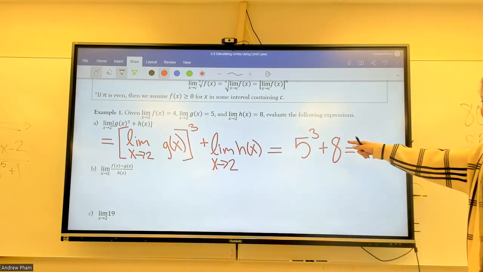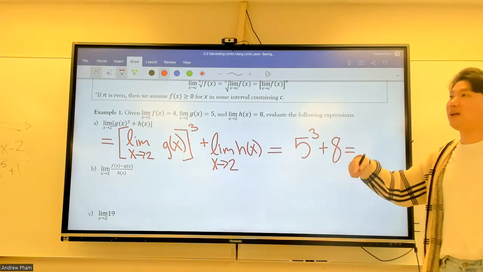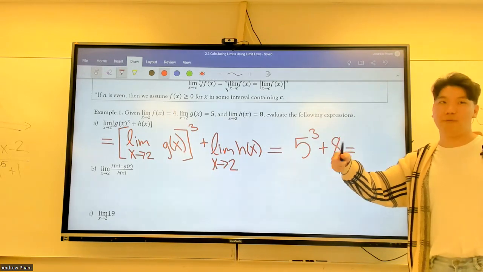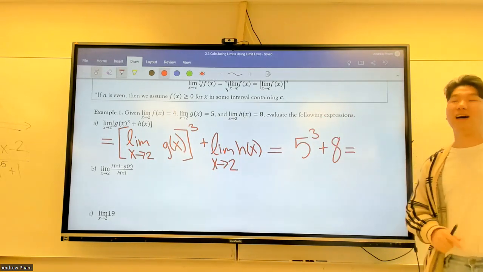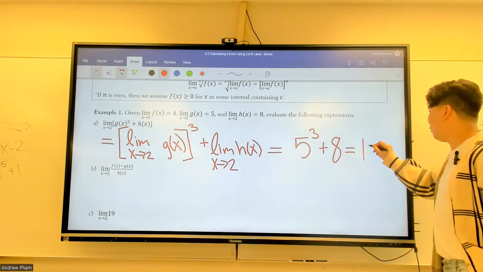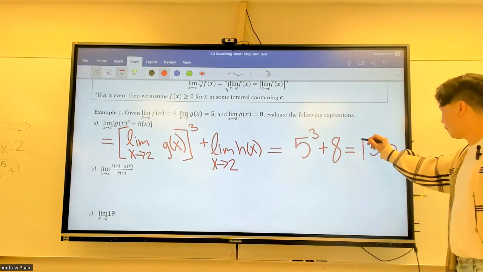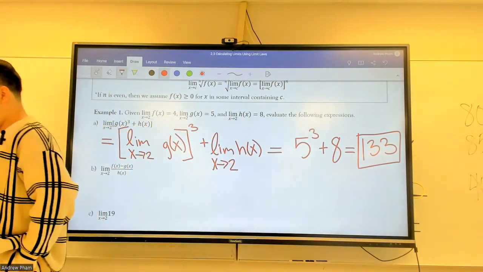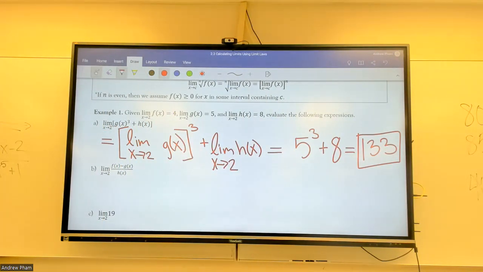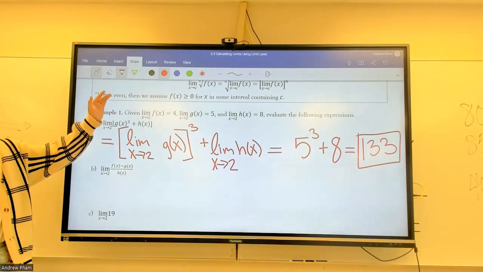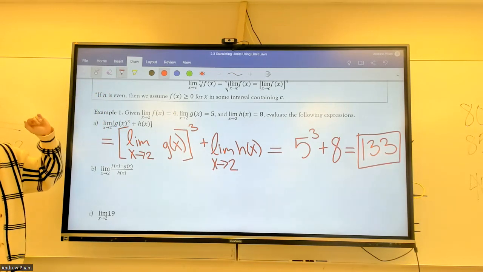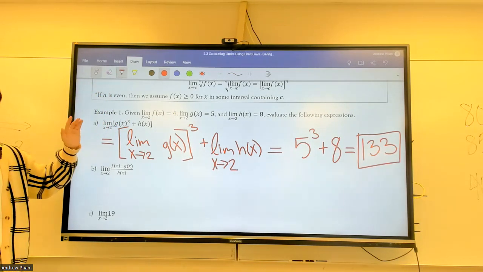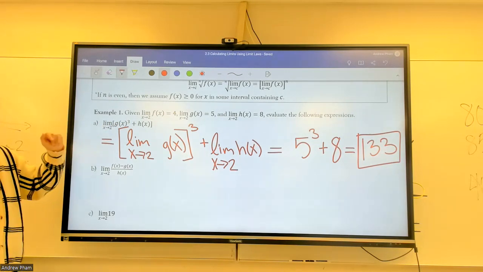Yeah, so let's see, 5 cubed, 5 times 5 times 5. So I get 5 times 5 is 25. Times 5 again, we get 125. 125 plus 8, I get 133. And that looks like our final answer. So again, all I did was split this up into individual limits and then use my given information. So any questions about what I wrote for part A?